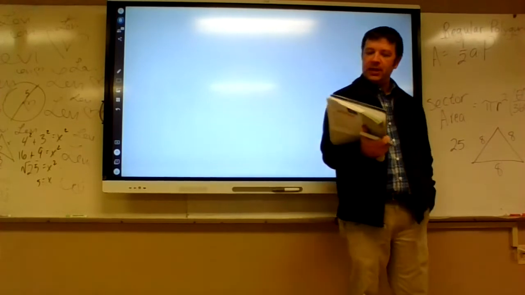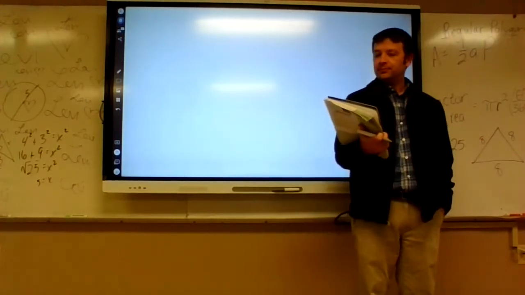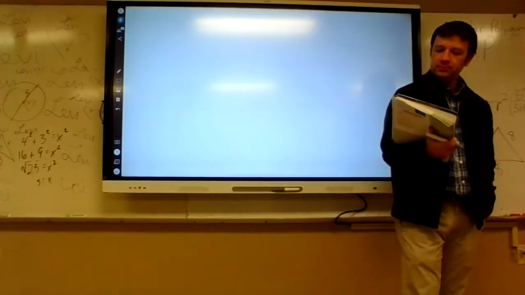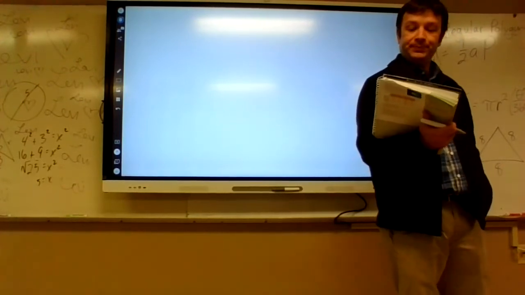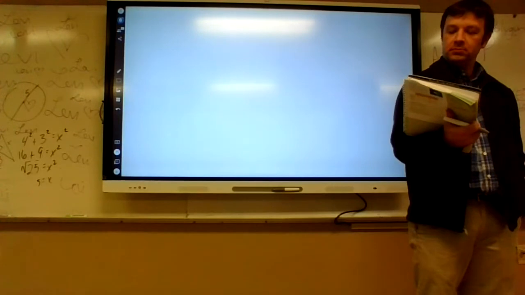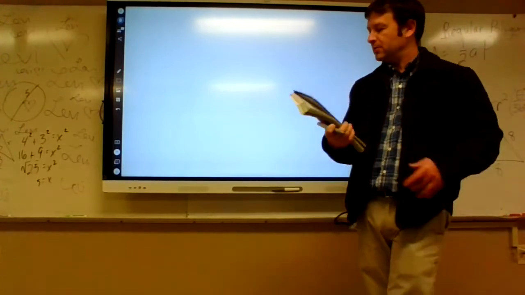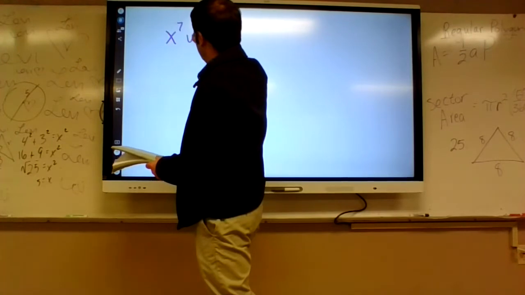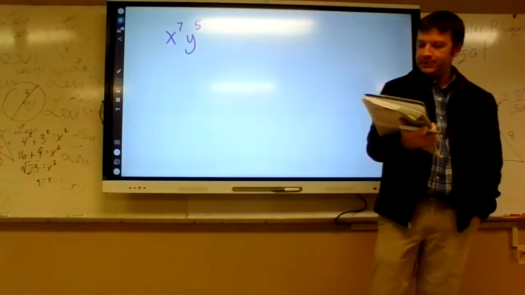Okay, Caden, what do you think number 3 is going to be? So I think it'll be 7x times 5y. You said it wrong. Try again. Wait, x to the 7th. Oh, x to the 7th times y to the 5th. Do we need a times symbol? No, because letters right next to each other means times.